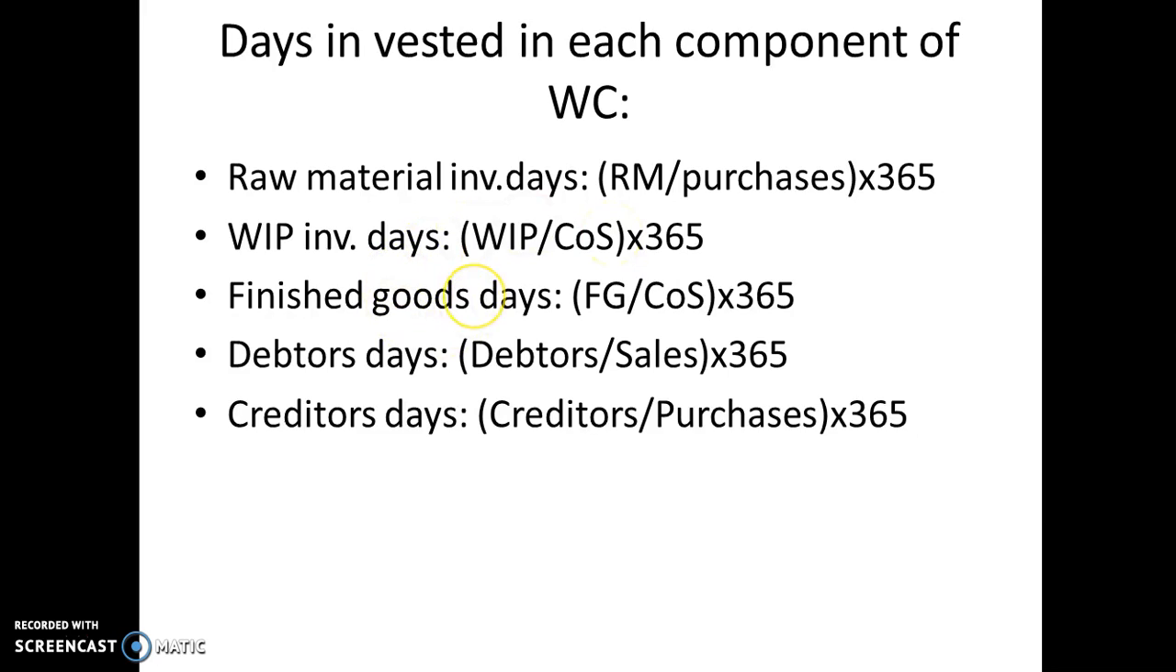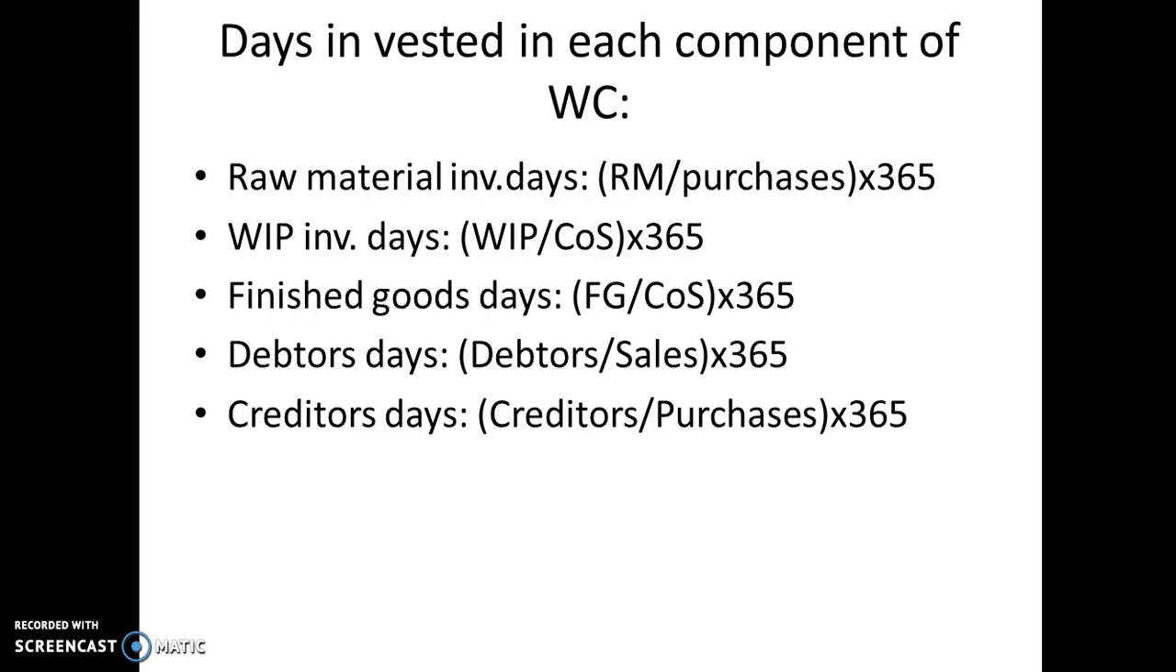And then finished goods inventory, you take the finished goods inventory balance on the balance sheet divided by cost of sales times 365. So you can see it's the same. Every time you take the balance sheet balance and you divide it by the line item in the income statement, and then you multiply it by 365 to give you days. Debtors days, or the collection period, is basically the trade receivable balance on the balance sheet divided by credit sales, or if you don't have credit sales available, you use total sales times 365.